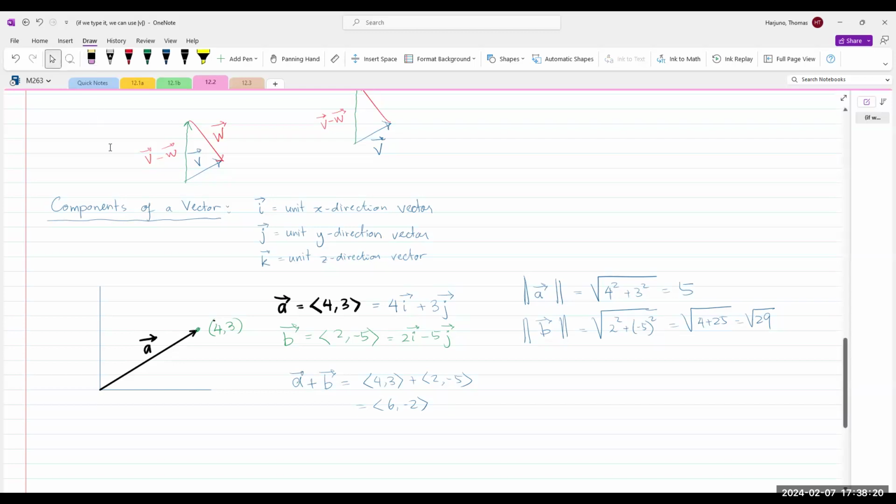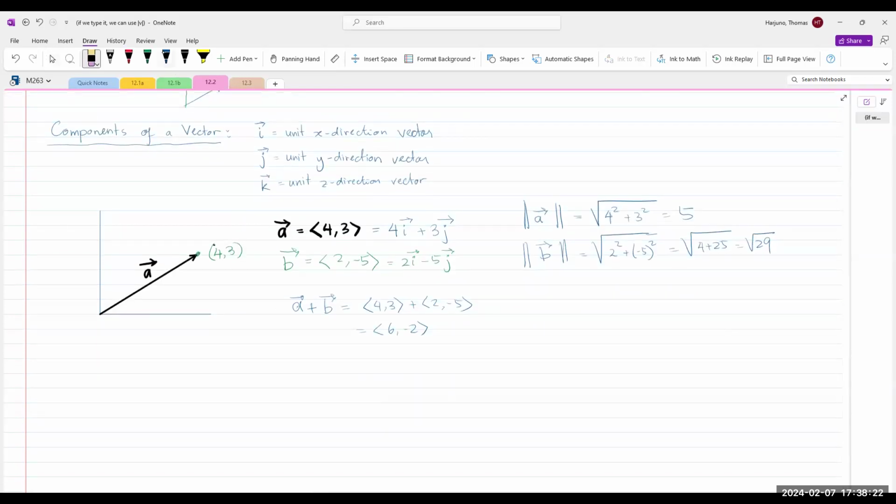Furthermore, what does this notation mean? The magnitude of A plus B is basically the magnitude of factor 6, negative 2, which we already computed earlier. That's the square root of 6 squared plus negative 2 squared. That is the square root of 36 plus 4, the square root of 40, which is 2 square root of 10.